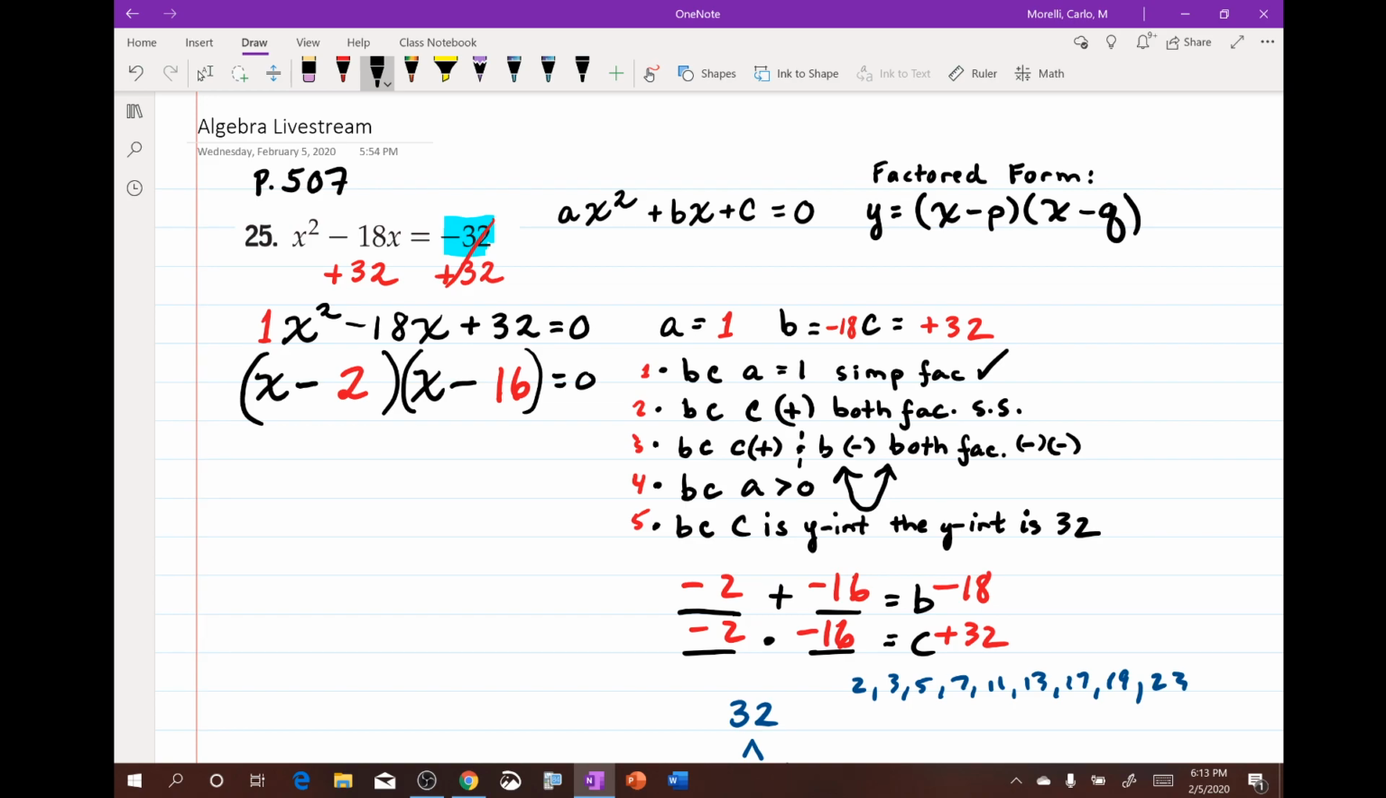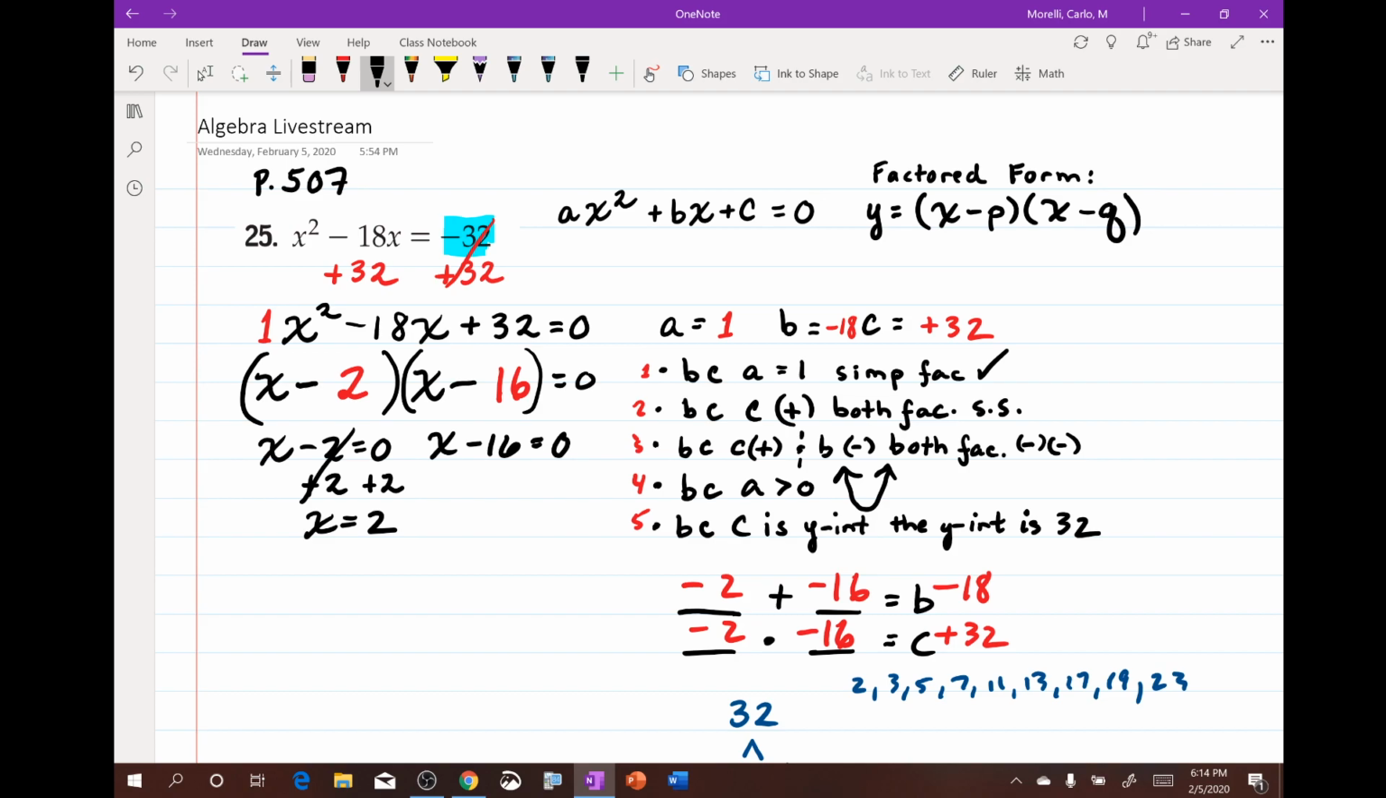Okay, so now we're going to solve this quadratic equation by setting each of our binomial factors equal to 0. So we're going to take x minus 2 equals 0, and x minus 16 equals 0. All right? And we're going to solve for x. For the first little equation, we're going to do plus 2 on both sides. And that cancels out the 2 on the left, leaving x by itself equal to 2.